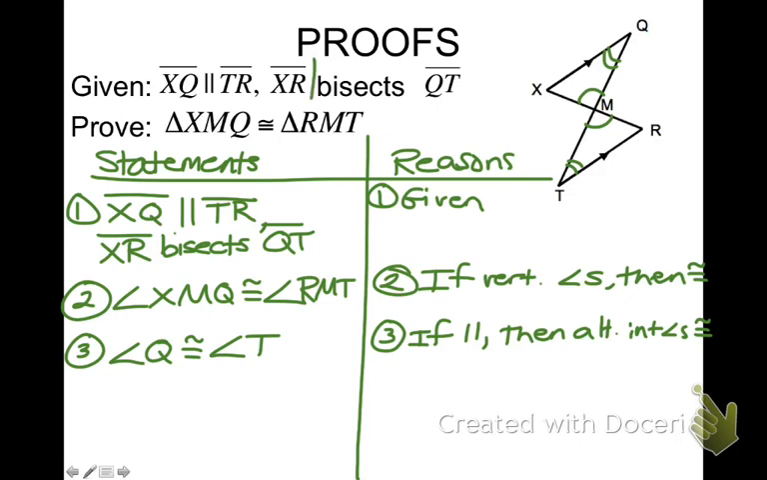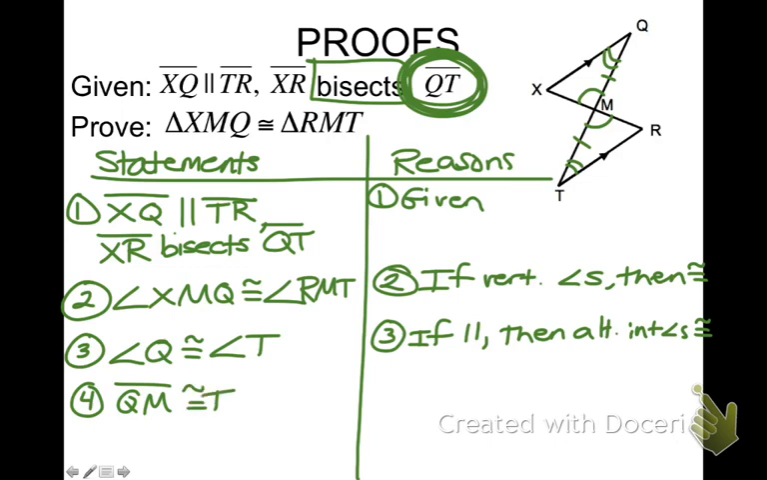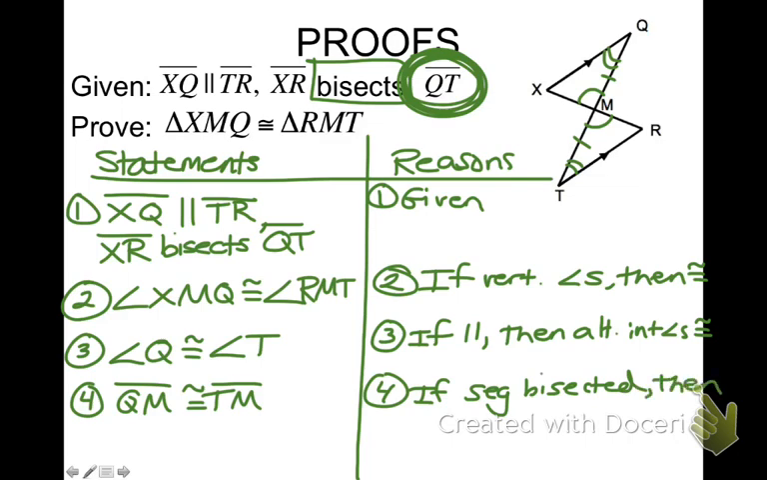Bisects. Are we bisecting an angle or a segment? We're bisecting a segment. So that means QT is being split in half. So what are your 2 equal parts if QT is split in half? Good. QM and MT. So line 4. QM is congruent to TM if seg bisected, then 2 congruent segs.